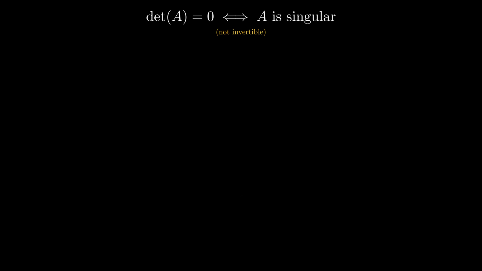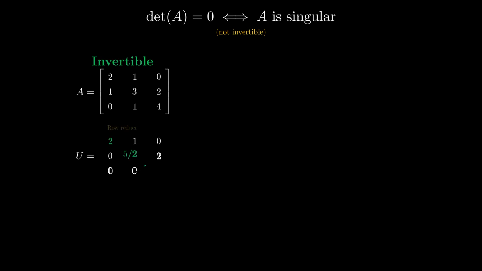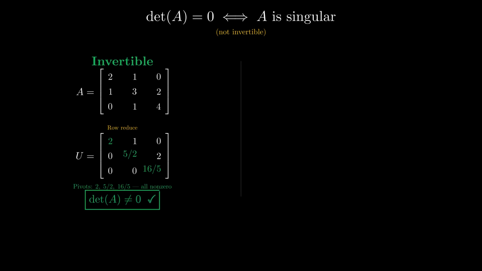Let's see both cases side by side. On the left, consider the invertible case. Take the matrix with rows 2, 1, 0, 1, 3, 2, 0, 1, 4. When we reduce this to upper triangular form, we get non-zero pivots, 2, 5/2 and 16/5. Since every pivot is non-zero, their product is non-zero and the determinant is not 0.